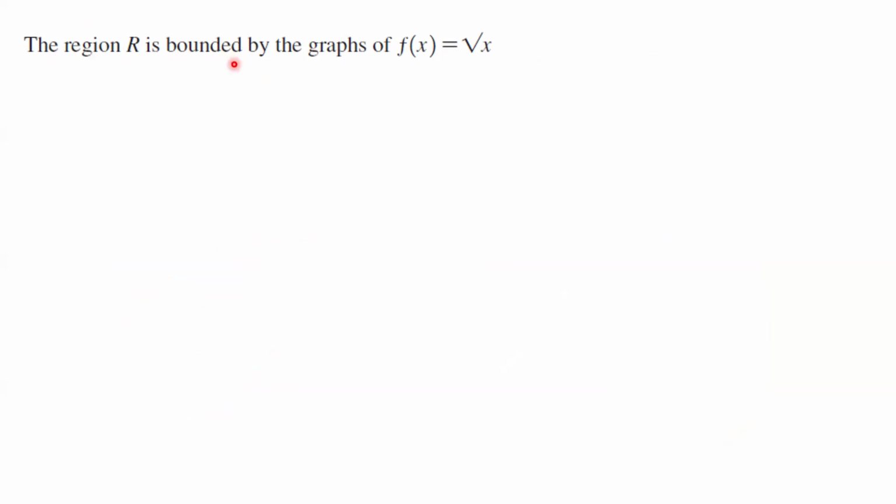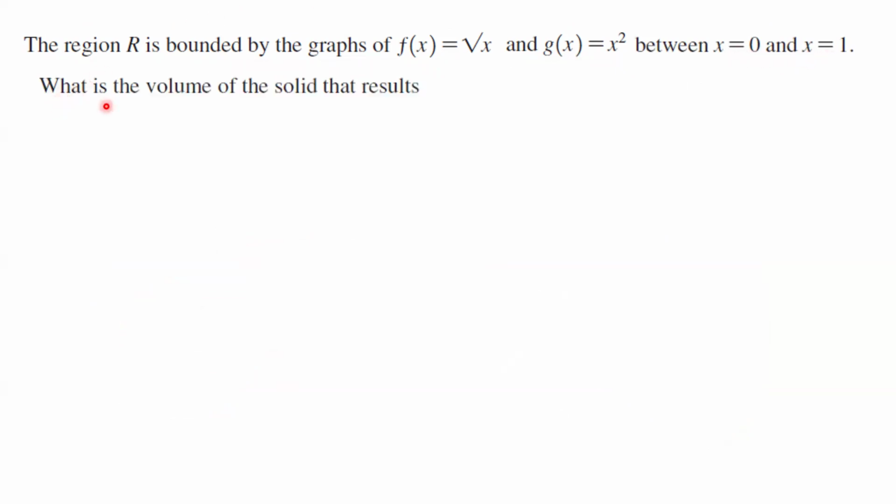The region R is bounded by the graphs of function f of x, which is square root of x, and function g of x, which is x squared. X is bounded between 0 and 1 inclusive. What is the volume of the solid that results when R is revolved about the x-axis?